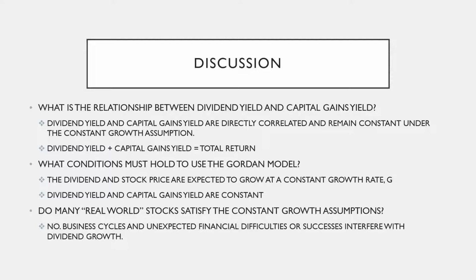The first condition is that the dividend and stock price are expected to grow at a constant growth rate G. And secondly, the dividend yield and capital gains yield are constant. The third question is, do many real-world stocks satisfy the constant growth assumptions? And that answer is no. Business cycles and unexpected financial difficulties or successes interfere with the dividend growth.